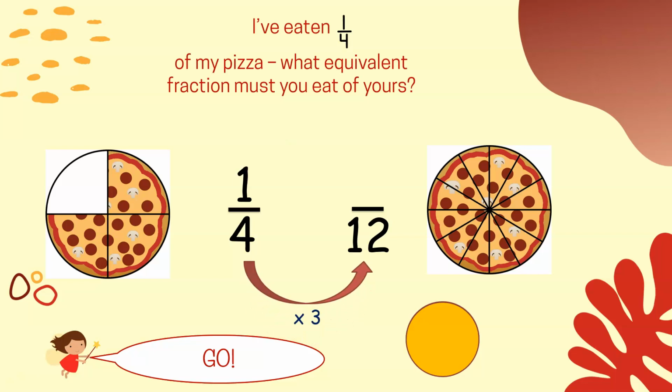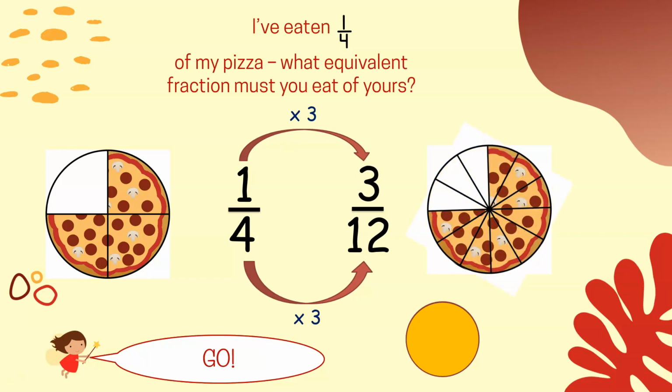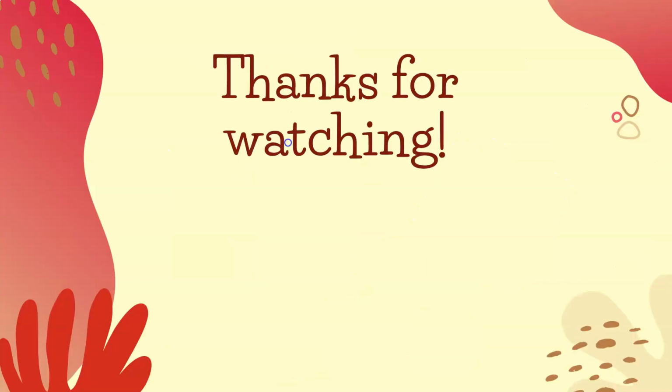So whatever we do to our denominator, we need to do to our numerator. 1 times 3 is 3. So you've got to eat 3 slices of your pizza to have eaten the equivalent fraction.